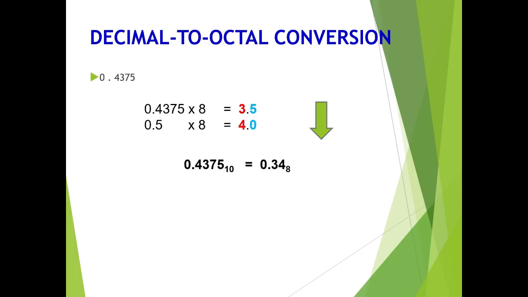If we have a fraction, then we have to multiply by 8. For example, I have taken the number as 0.4375. Just multiply by 8, you will be getting 3.5. Then again multiply by 8, you will be getting 4.0. Since the fractional part is 0, we can stop here. The answer, again, we have to take from top to bottom. So 34, which is in the red color. 0.34 to the base 8. That is the answer.